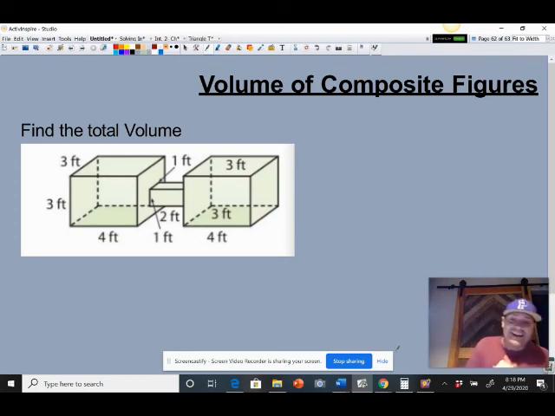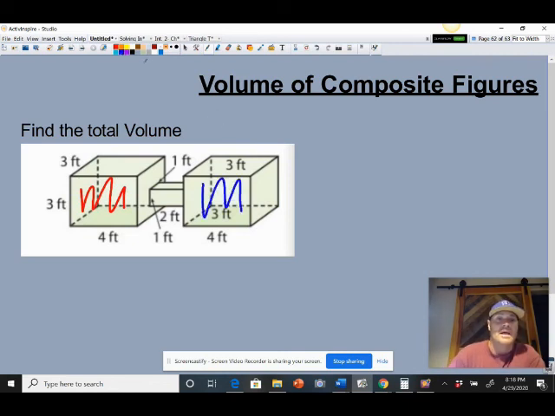All right, hey, we're gonna get started here, and we're gonna find the volume. You guys don't make any noise. The volume of composite figures. That just means the volume of two or more figures. So we're gonna take a look at this one right here, and we've got this box right there, and then we're gonna find the volume of that box right there. And lastly, we're going to find the volume of this purple box right there. And once we get all of those, we're going to add them up.